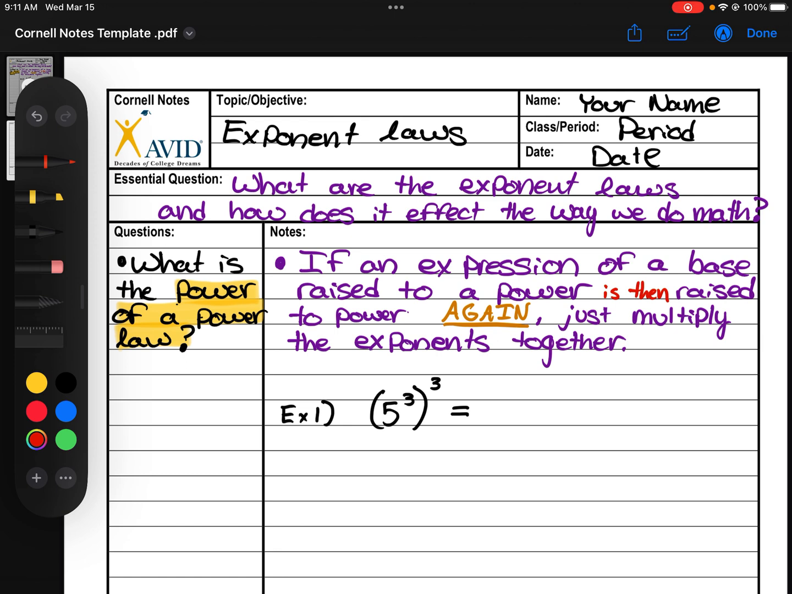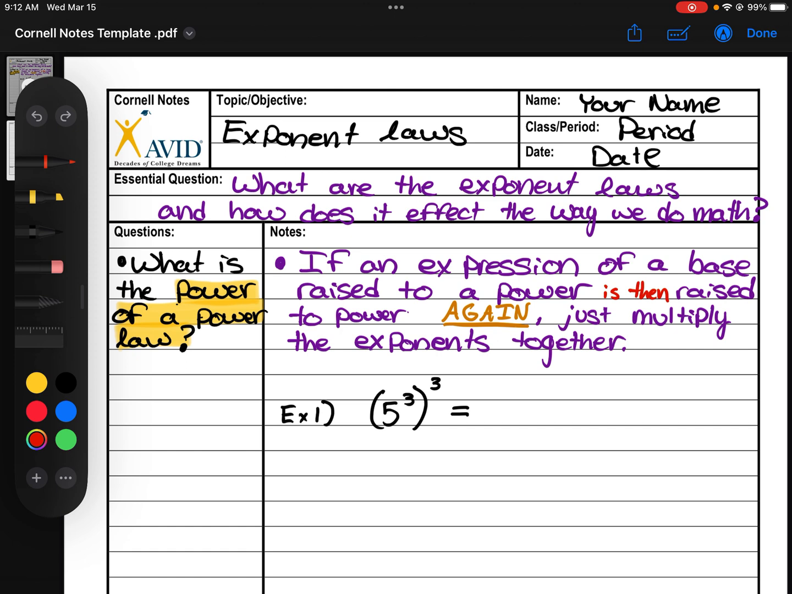Our essential question today is, what are exponent laws, and how does it affect the way we do math? So if you're watching my video and you aren't one of my students, this may be one of the first laws you're learning about, but for my students, we've already learned about several laws already. So essentially, we're going to start out with our main question right here.